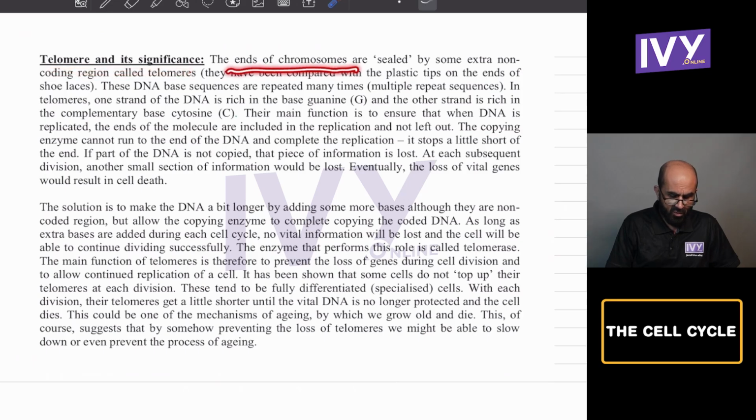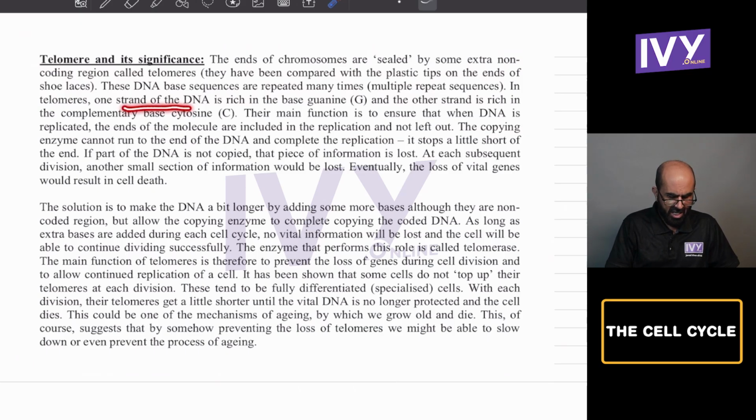The ends of the chromosomes are sealed by some extra non-coding region called telomere. Keep in mind, non-coding regions called telomeres. They have been compared with the plastic tips on the end of the shoelaces. These DNA-based sequences are repeated many times, multiple repeat sequence. Repeat means they have the same, like guanine, guanine, guanine, and cytosine, and so on.